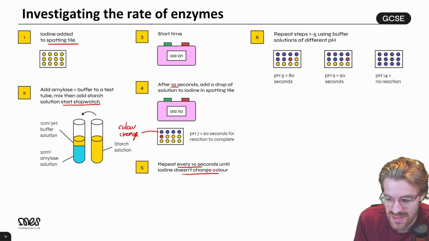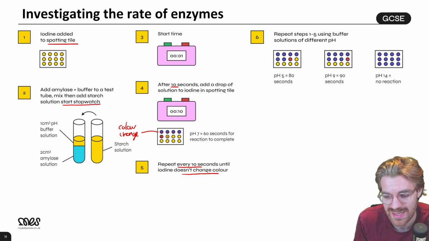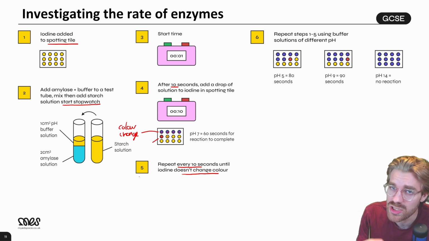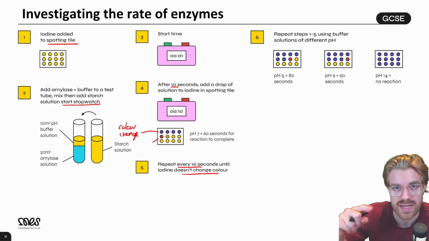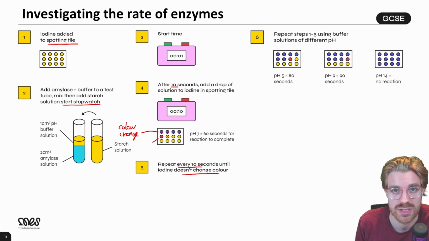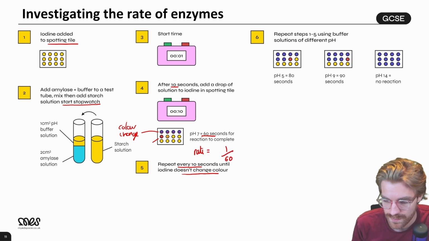And we can see in this investigation, we've got 1, 2, 3, 4, 5, 6 there until it doesn't change color. Number 5, there is still a color change, a very small color change, but still a color change. So because it was 6 different trials that we did, it's going to be 60 seconds for that reaction to complete. So our rate would be equal to 1/60 at a pH of 7.